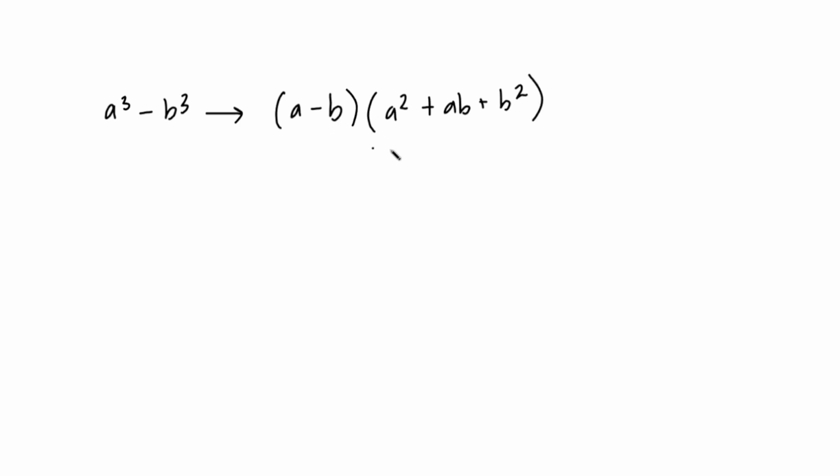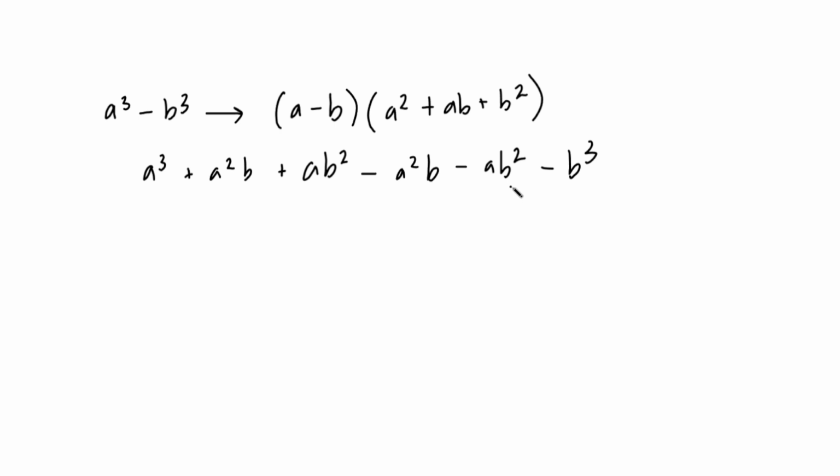As for how this works, let's just multiply it out and prove that it works. So when we multiply this out, a times a squared, we're going to get a cubed. A times ab is going to give us a squared b. And we multiply that with the last one, a b squared, and then let's multiply out the b, negative b. So that becomes a squared b minus ab squared, b times b squared, negative b cubed.